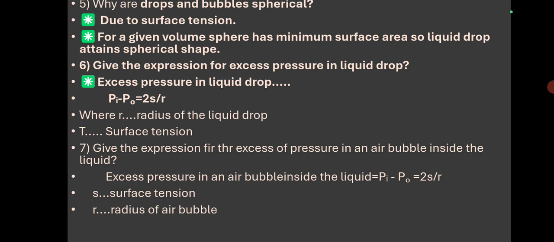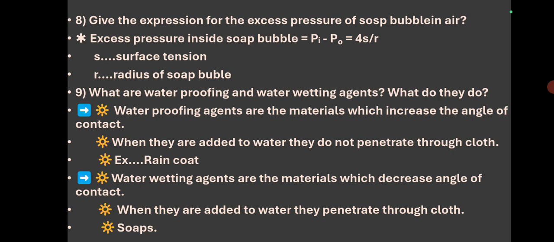Okay. Now give the expression for excess pressure in a liquid drop: 2S by R. Here S is the surface tension. Sorry, here I wrote T, correct it as S. And R is the radius of the liquid drop. Next, expression for excess pressure in an air bubble. This is also 2S by R, S surface tension, R radius of bubble. And excess pressure of a soap bubble, that is 4S by R.